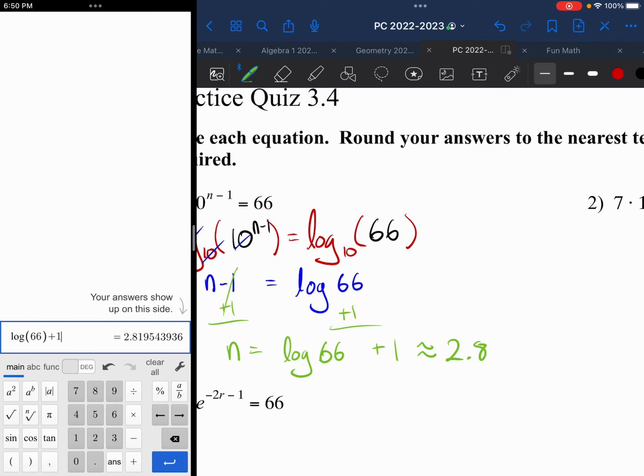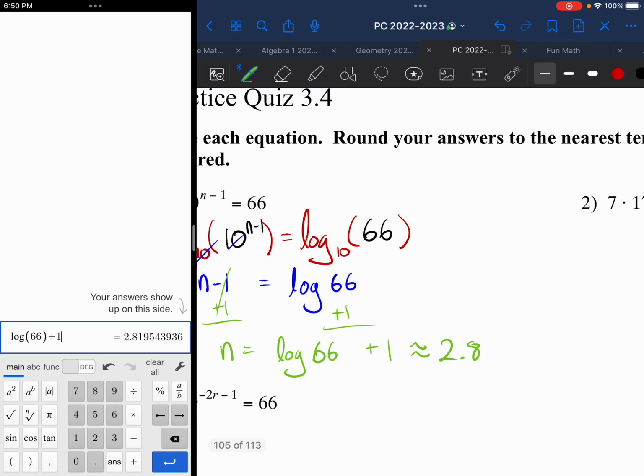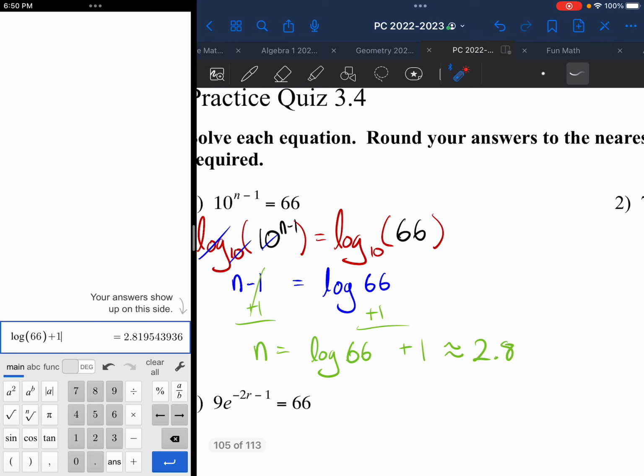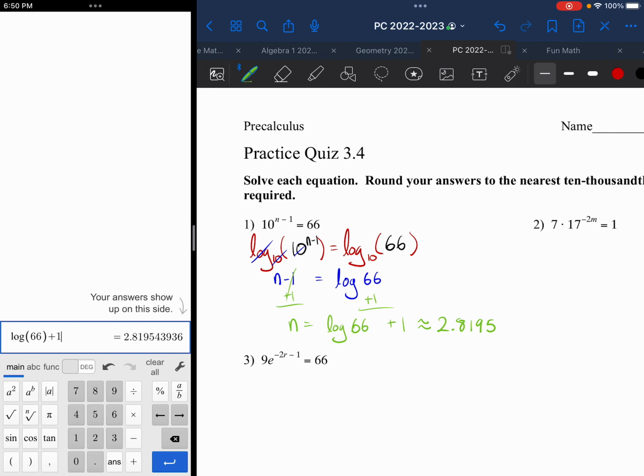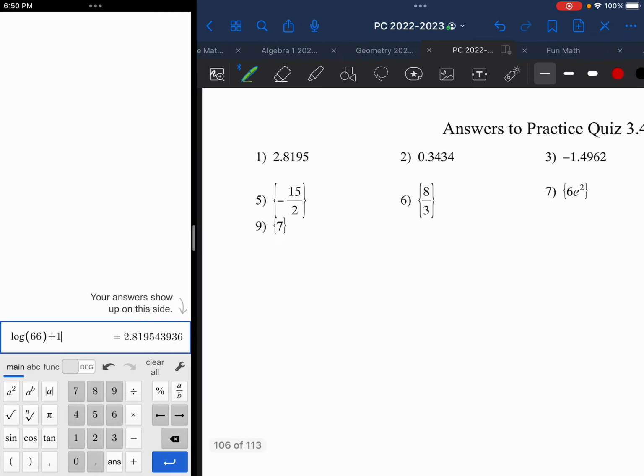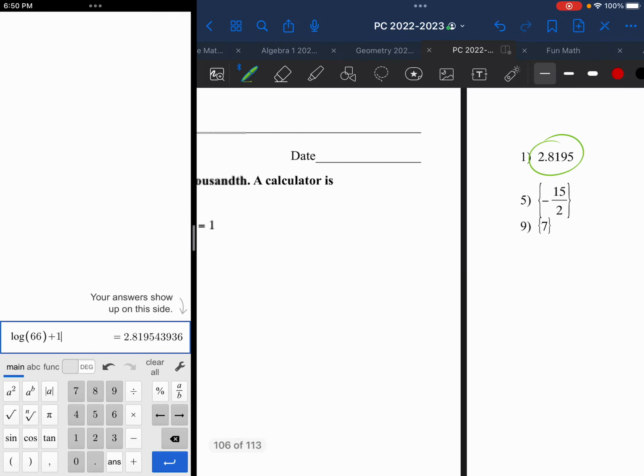2.8, and then how many are we rounding to? The nearest 10,000ths, so 4 decimal places, which makes sense because we're dealing with logarithms. Whenever you deal with logarithms, you need a lot more digits of accuracy because they compress things so much. 2.819, and then this number might get rounded. 5 does not get rounded up, it stays a 5. Let's go ahead and check our answer. 2.8195. All right, we got it.